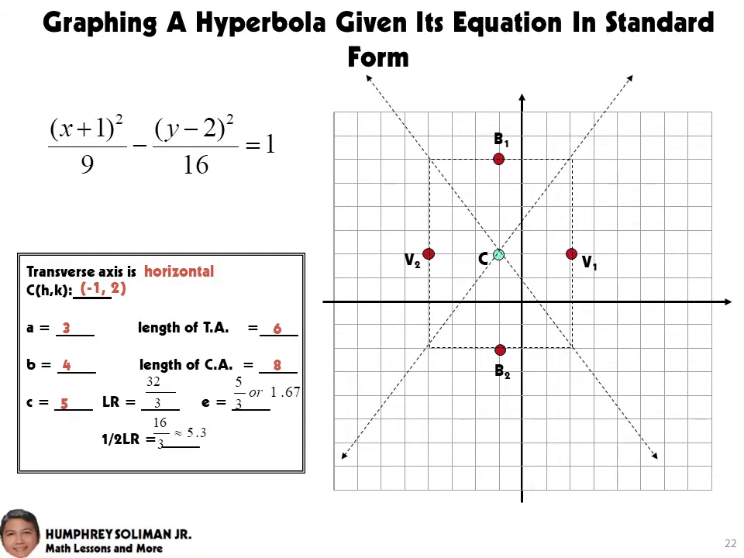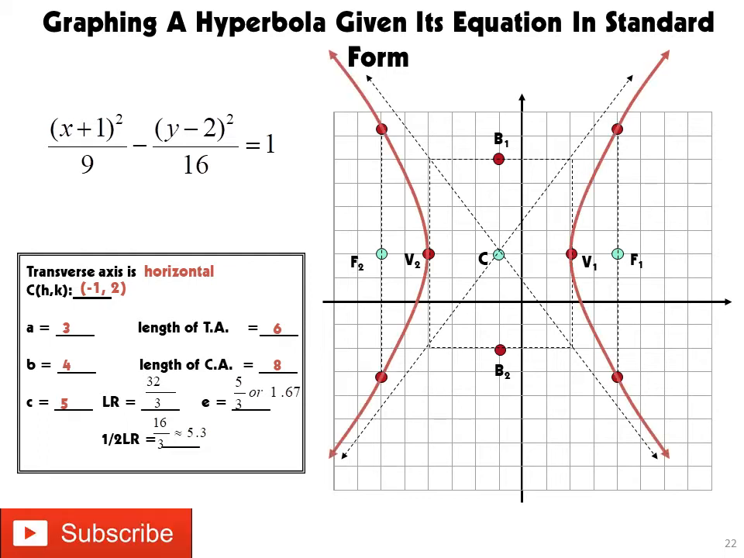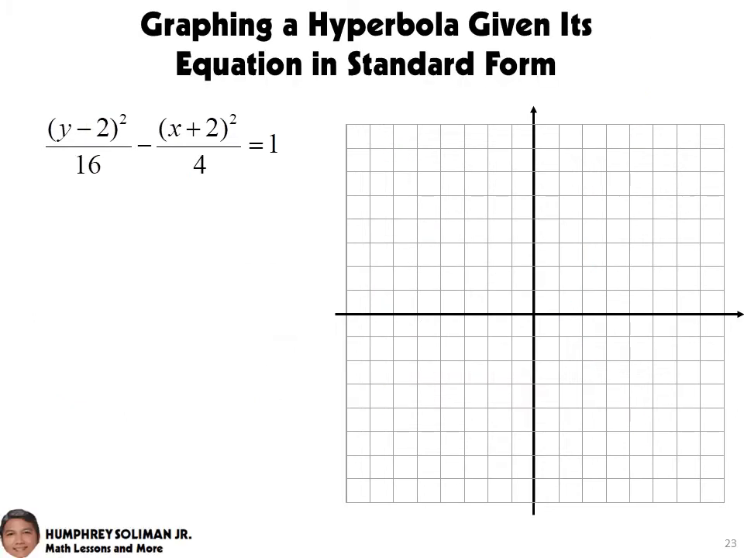Next, draw the straight lines for the asymptotes using the diagonals of the auxiliary rectangle. Next, from the center, plot the foci horizontally at 5 units away, this is the length of c. Next, draw the LR which is 5.3 units long from the foci vertically. We can now draw the lines of the hyperbola using the endpoints of the LR and the vertices. Make sure that the lines have arrowheads approaching the asymptotes. Be careful, the hyperbola must not touch the asymptotes.